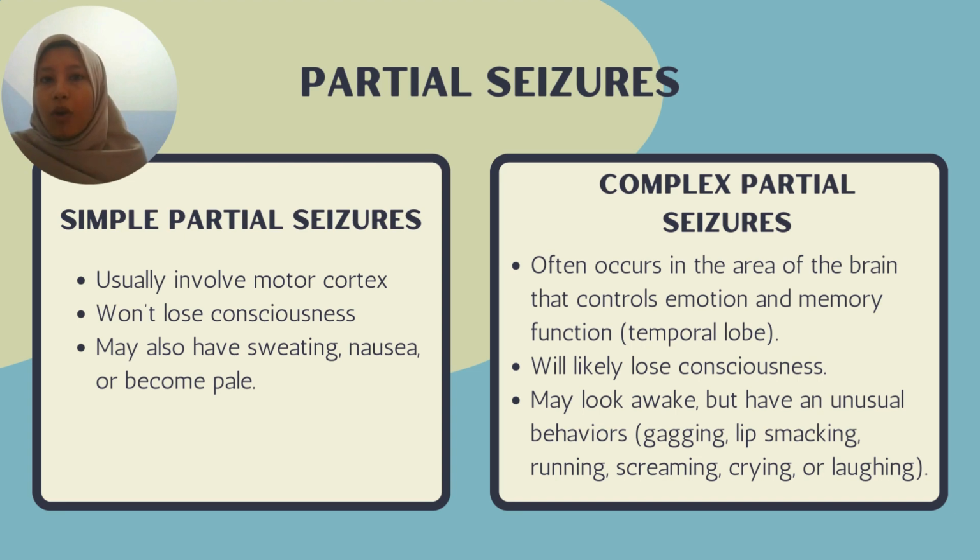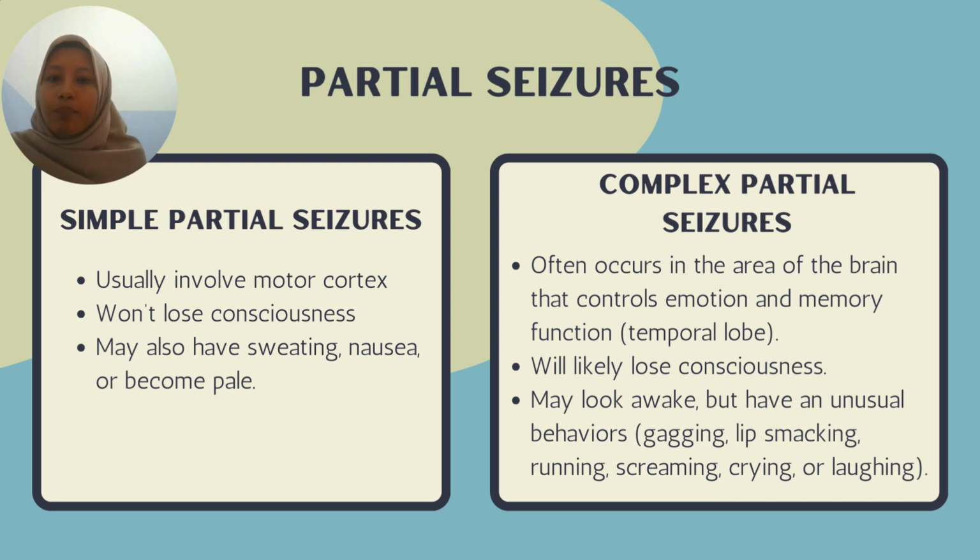Okay, there are a few types of partial seizures, which are simple partial seizures and complex partial seizures. Simple partial seizures usually involve the motor cortex. Simple partial seizures can affect a single part of the brain, causing small and subtle changes in consciousness, such as twitching or unusual perceptions. They can involve jerking of one or more parts of the body or sensory changes like smells or tingling feelings that may not be obvious to onlookers. Usually, the children won't lose consciousness and may also have sweating, nausea, or become pale.